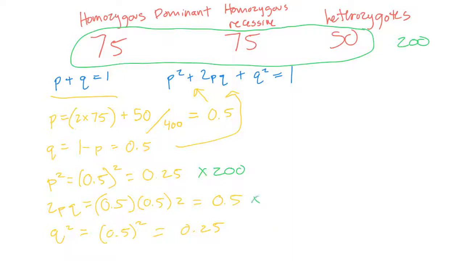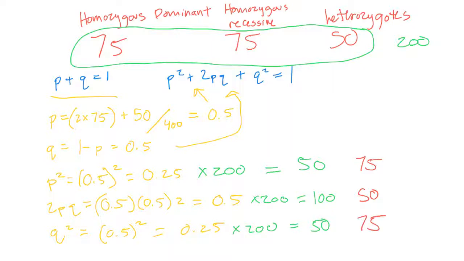Okay, so we're going to multiply each of these by 200, which is going to give us 50, 100, and 50. And p squared is our homozygous dominant, which was 75. 2pq was our heterozygotes, which was 50. And q squared was our homozygous recessive, which was 75.